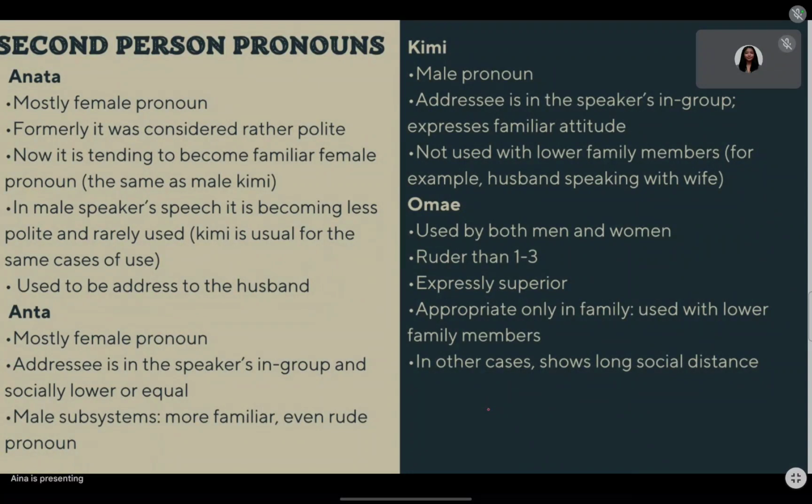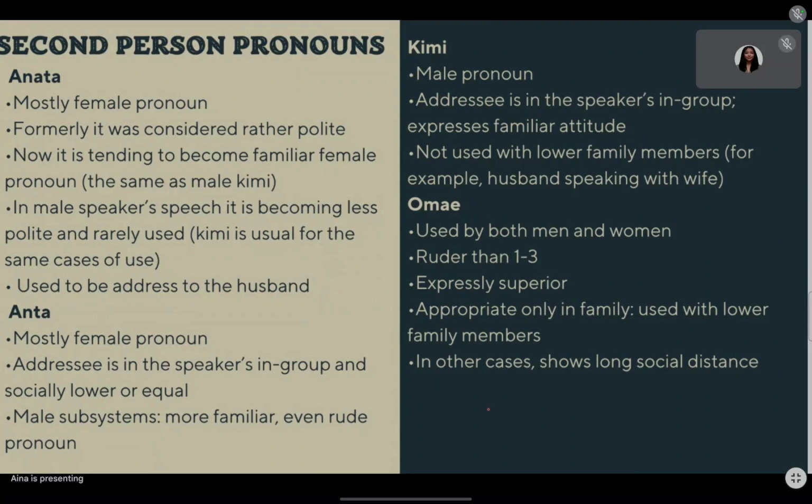And then we have the omae. Omae is the rudest of all the second personal pronoun. No, used by both men and women, ruder than 1 to 3, and expressly superior, appropriate only in family, used with lower family members. And in other cases, show long social distance. So, if you're familiar with the TikTok na Omae wa mo Shinderu, that is a threat. No, threat yun. So, ibig sabihin kasi noon, patay ka na, parang patay ka. Okay, so when you hear the omae, no, may magsasabi man sa inyo na omae, be careful with that because it's either they are angry, threatening you, or hindi ka na ginagalang.